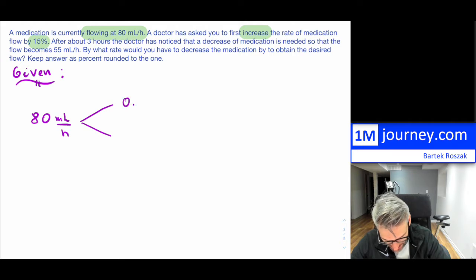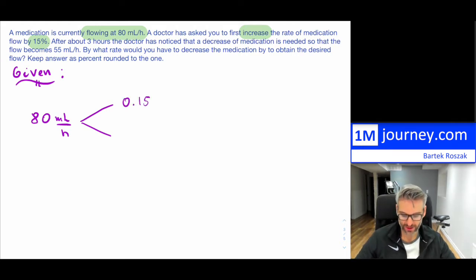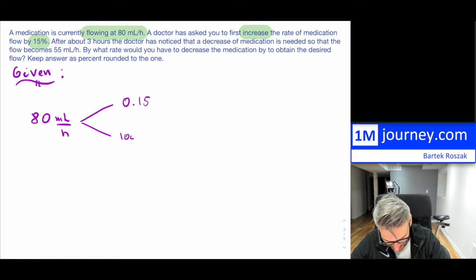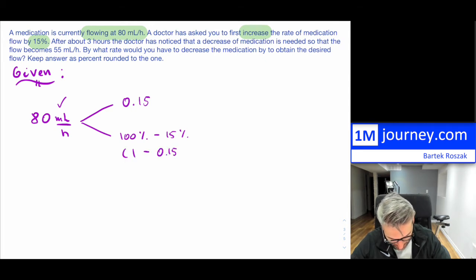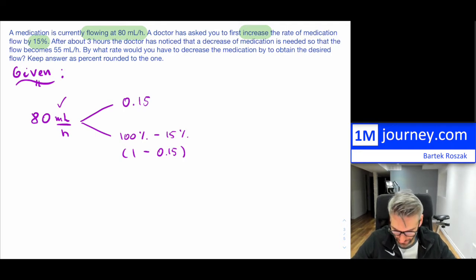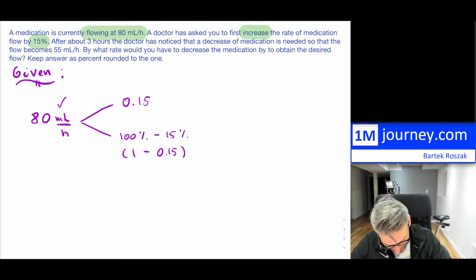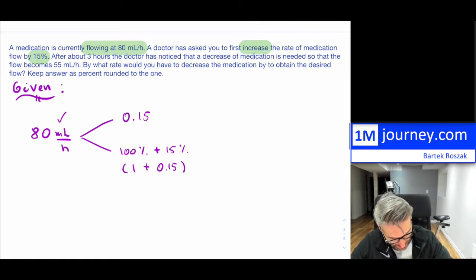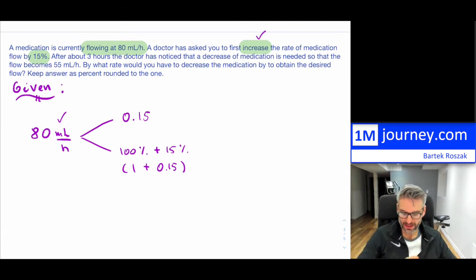Now 15% is 0.15. I'm going to keep it as decimals because for computations, that's what we need. Since it's a decrease, that would be 100% of the original minus the 15%, or simply 1 minus 0.15. But it's an increase, so let me put that back. It's going to be a plus, because of this increase right here. So now we've increased our medication.